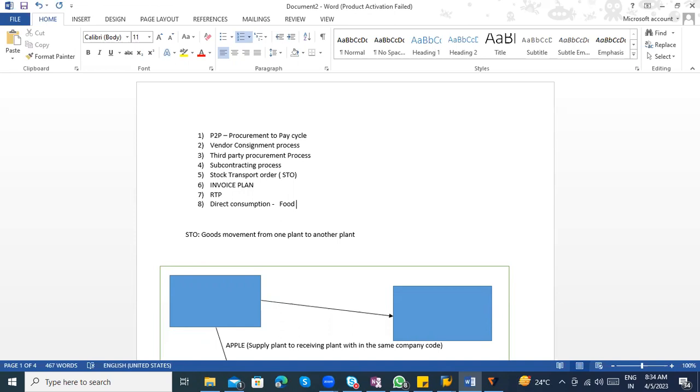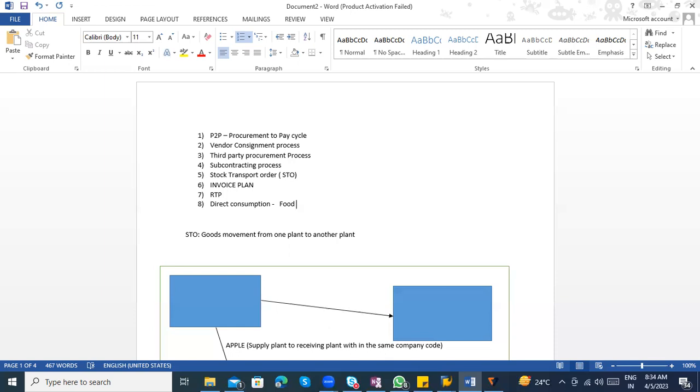That assessment program, they will consume immediately. That direct consumption concept is like whatever goods we are receiving, those are non-inventory stocks. Non-inventorized means it is not kept in my inventory location. It is directly consumed by whoever requested it. So those we call direct consumption.